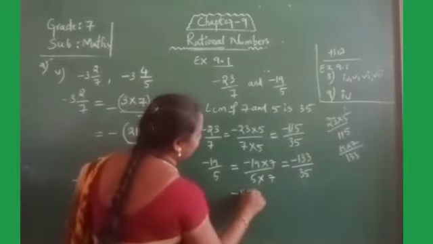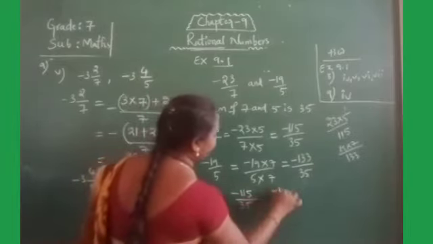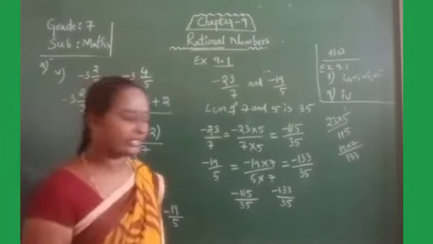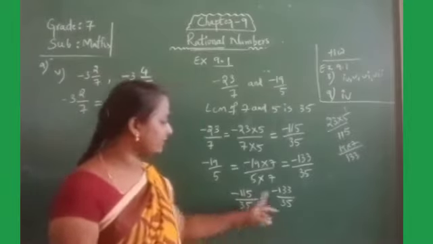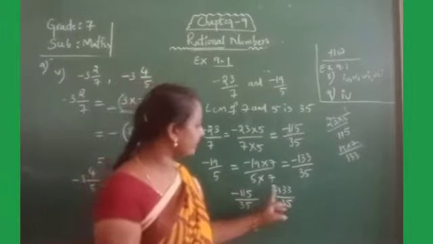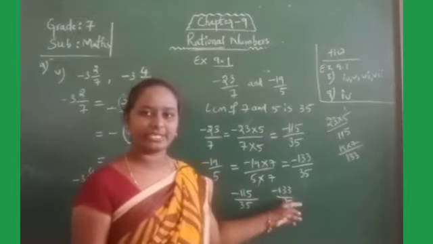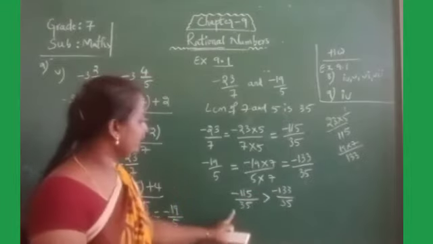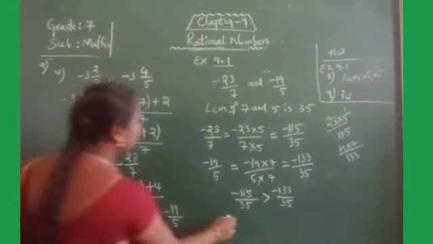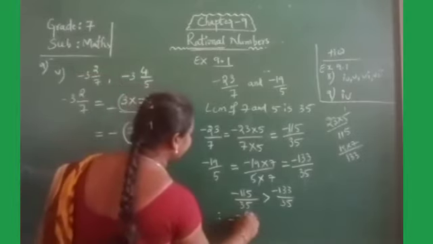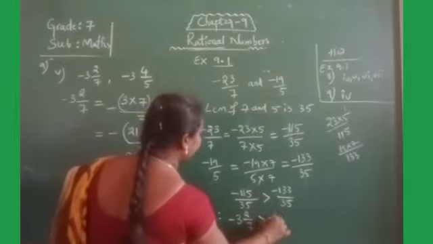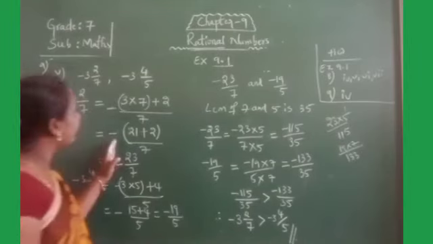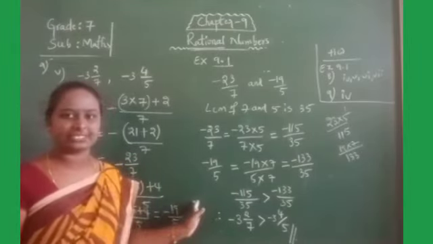Now minus 115 by 35 and minus 133 by 35. The two rational numbers having the same denominator, then we can compare only the numerators. Minus 115, minus 133. Which one is greater? Minus 115 is greater. Therefore minus 23 by 7 is greater than minus 19 by 5. So like this we have to compare which one is greater. Is it clear, children? Right.